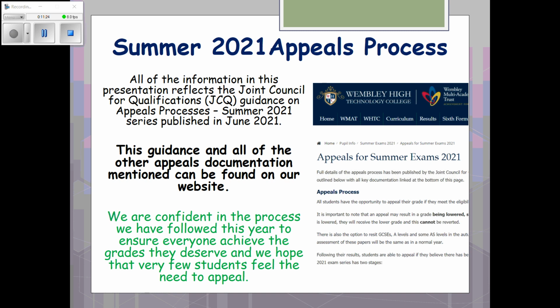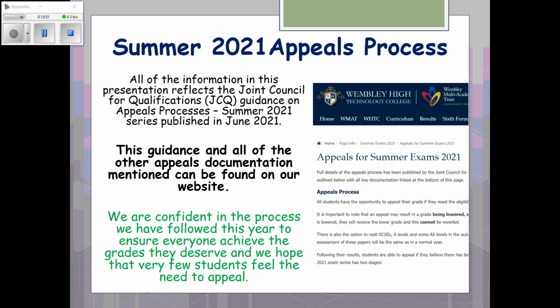All of the information that I have discussed in this presentation today reflects the JCQ guidance on appeals processes. If you want to read any more information about this process, this guidance document is available on our website, alongside all of the other documentation about how our centre is running the appeals process this year, including the appeals form that can be completed. All of this will go live on our website from this week, so please do check there if you want to look at any more information in the first instance.